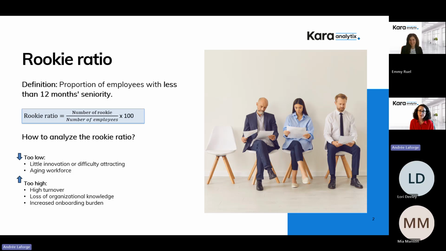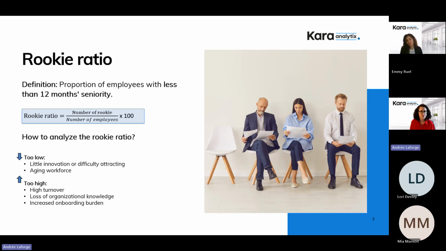It's typically an employee with less than 12 months of service in the organization. Some organizations will use 6 months of service, so it needs to be adapted to your organization. But what we see in our customer base, a rookie is less than 12 months of service. This KPI is very easy to calculate. You just divide the number of rookies, people with less than 12 months of service, by the total number of employees.